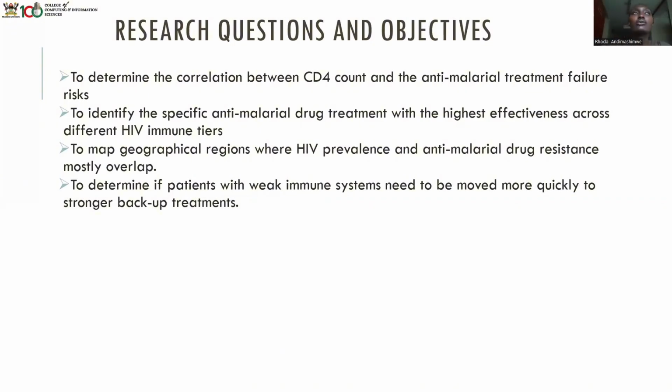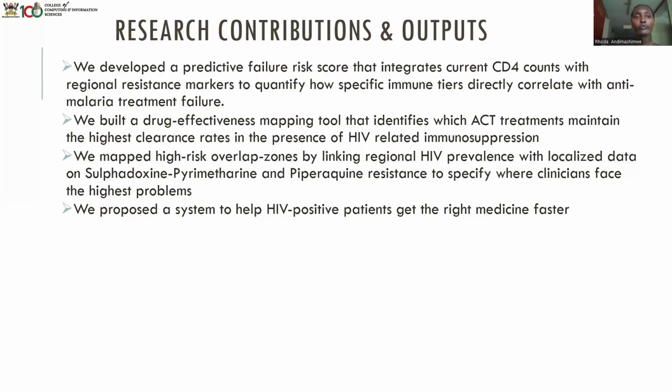When we have a low CD4 count, we also have a high failure rate, and vice versa. Which anti-malaria drug treatment is most effective in HIV immunotypes, where the HIV prevalence indicators also show high malaria drug resistance failure? And if we have patients with weak immune systems, do we need to move them quickly to stronger backup treatments? So these are the questions that are driving our objectives for this research.